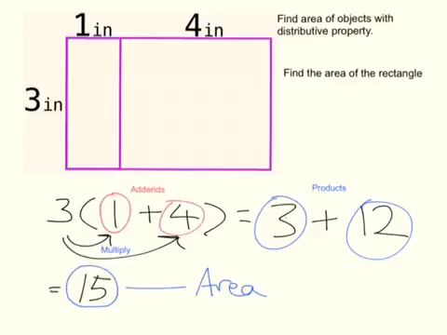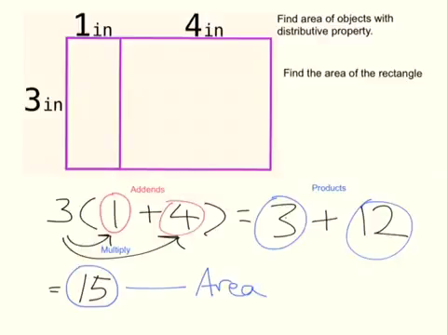On this slide, I will show you how to find the area of a rectangle using distributive property. We know that this side is 3 inches, this side is 1 inch, and this side is 4 inches. In this rectangle, there is 1 inch and 3 inches. In this rectangle, there is 4 inches and 3 inches. Both rectangles have 3 inches in common.